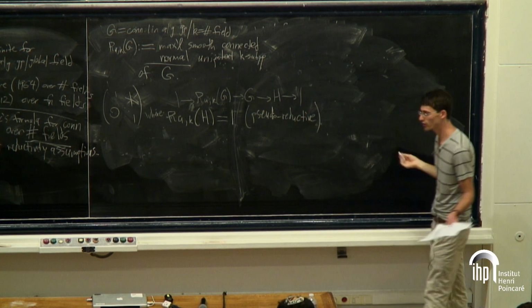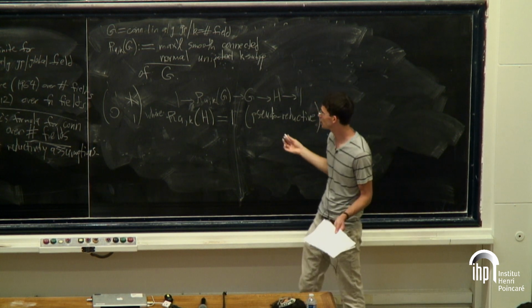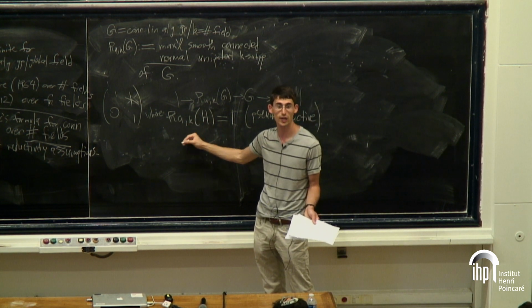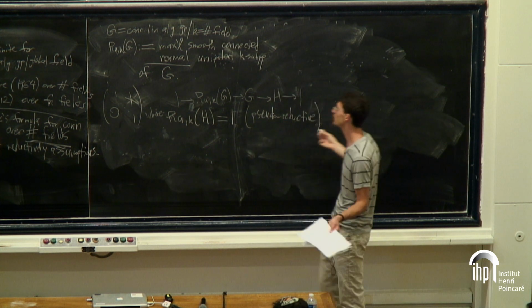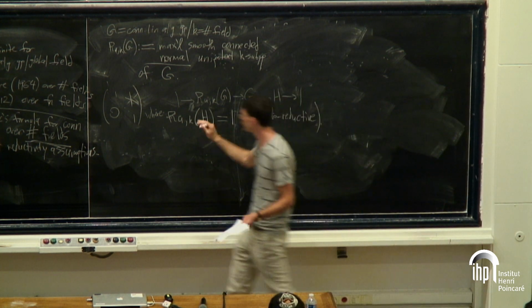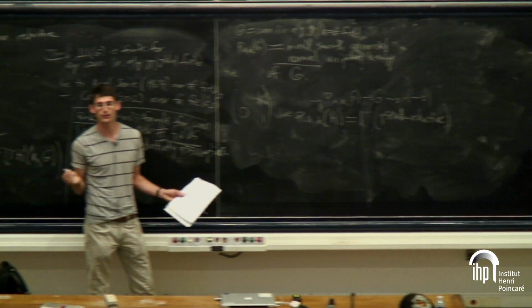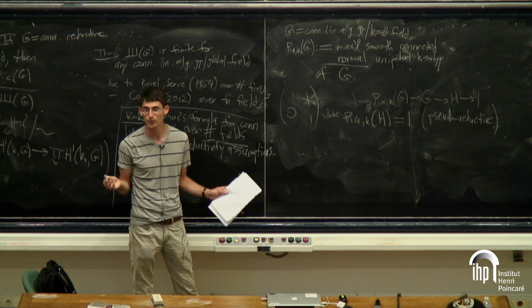OK, and so why is it called pseudo-reductive as opposed to just reductive? Well, reductive, by definition, means this holds geometrically. It holds over K bar. So to be reductive means that the K bar unipotent radical is trivial. And pseudo-reductive just means the K unipotent radical. OK, so then the question is, why do you hear so much about reductive groups and not so much about pseudo-reductive groups?